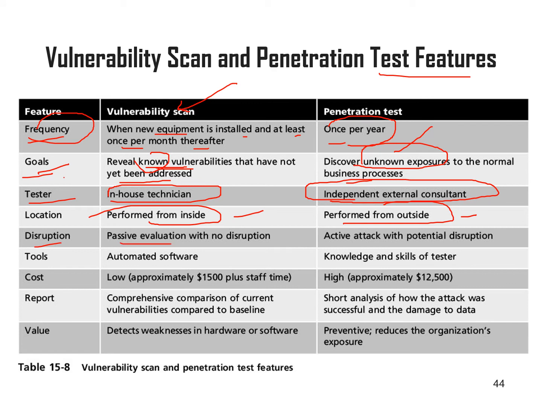Disruption: passive evaluation with no disruptions here. Here an active attack can be done. Usually an active attack is performed with the help of penetration testing. That will potentially disrupt the network and also the systems. Tools: automated software can be used here. Knowledge and skill of the testers: he can get into the particular system with his own knowledge and his own skill. I mean the tester's skill. So that is penetration testing, but here automated software is used.